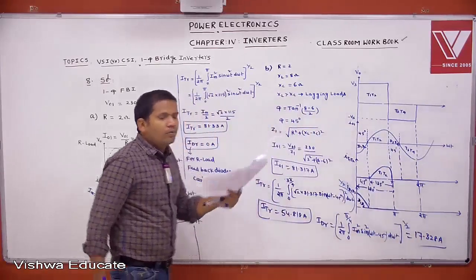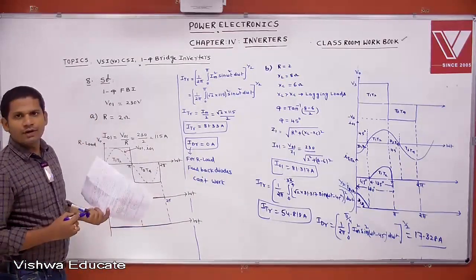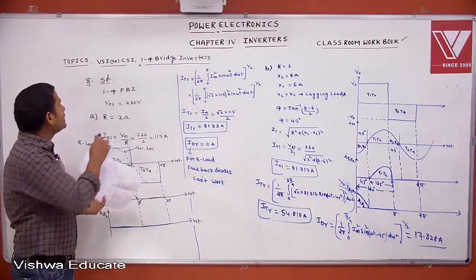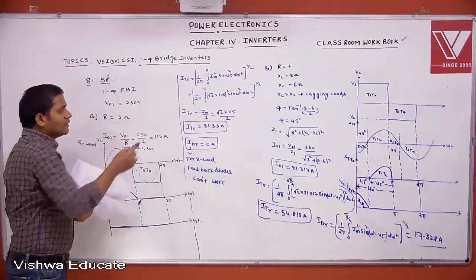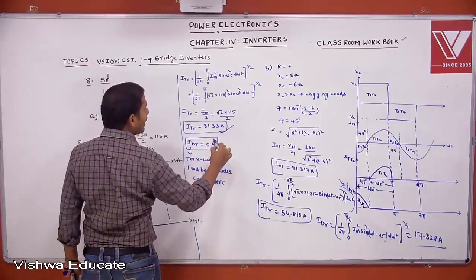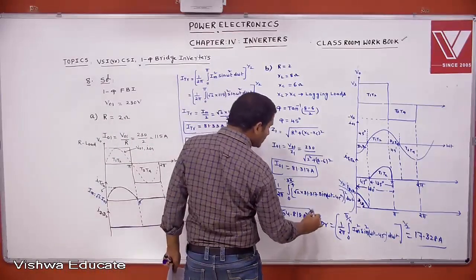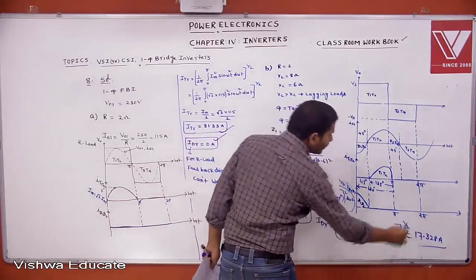Okay, this is about diode currents and thyristor currents for different loads. Sorry, for resistive load and RLC load. This is the RMS value of thyristor current and the RMS value of diode current.